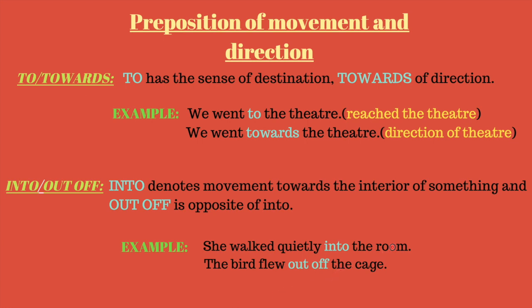She walked quietly into the room, means moving inside the room. That is into the room. The bird flew out of the cage. The bird is coming out of the cage. So it is moving outside. So out of the cage. Interior and exterior. If the movement is towards the interior of something, we use into. If the movement is towards the exterior of something, we use out of.